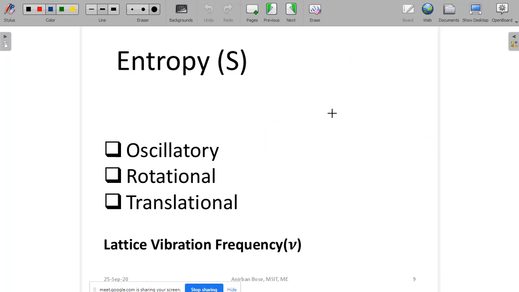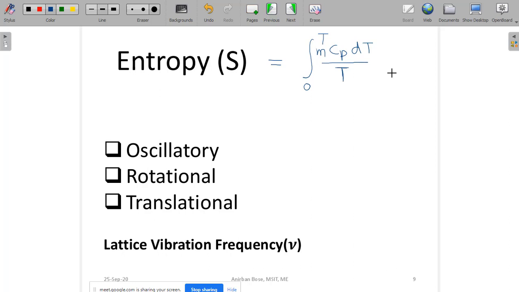Now let us see another very important property that you have learned in thermodynamics, that is entropy. And entropy, the definition, as you know, is the integration from 0 to T of m into Cp dT divided by T. Remember, entropy is also an extensive property. Okay, so this is the definition of entropy. Rather, to be very specific, this is the definition of thermal entropy.